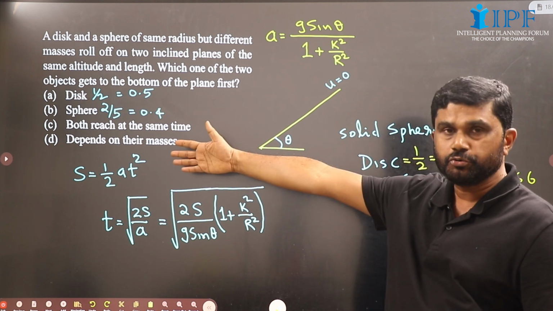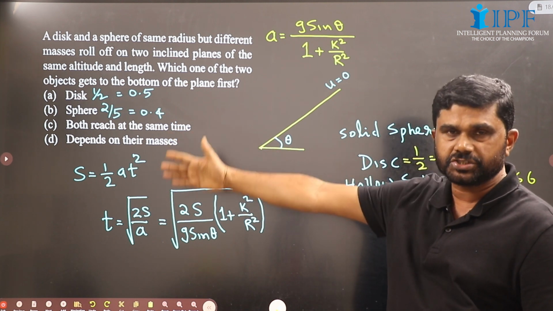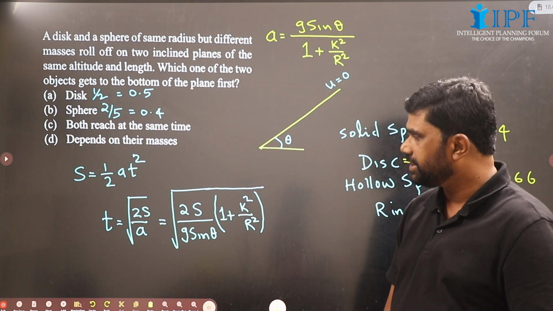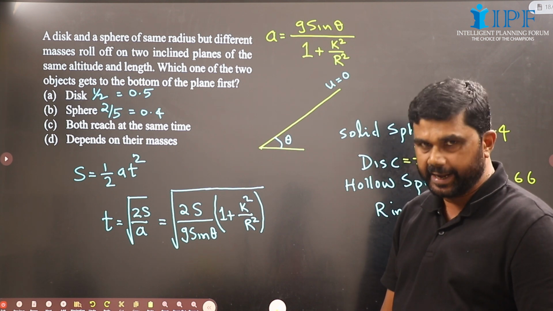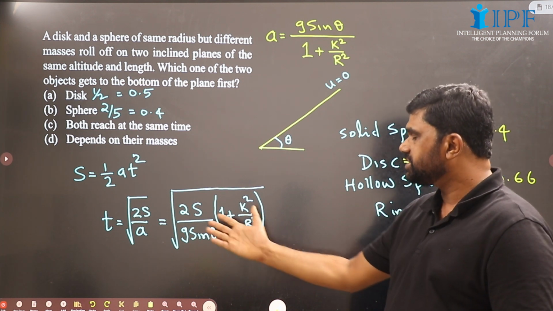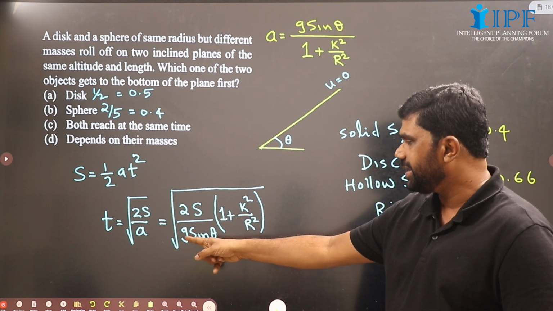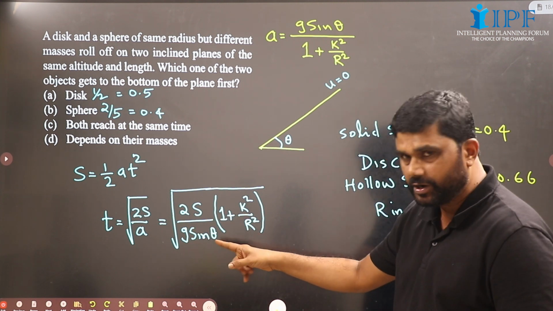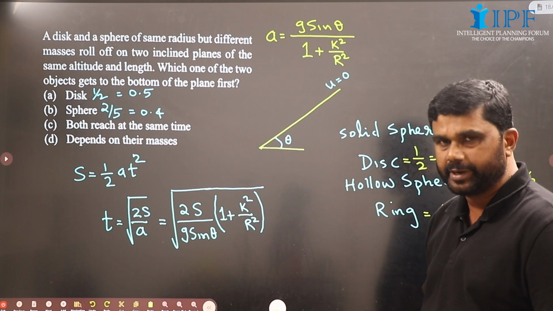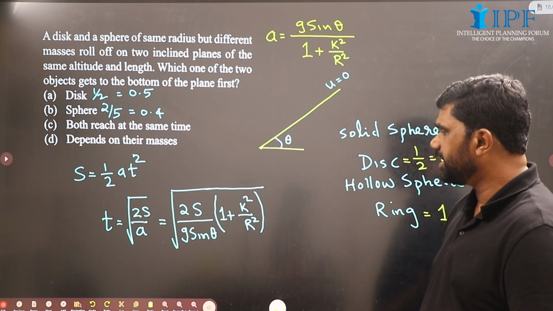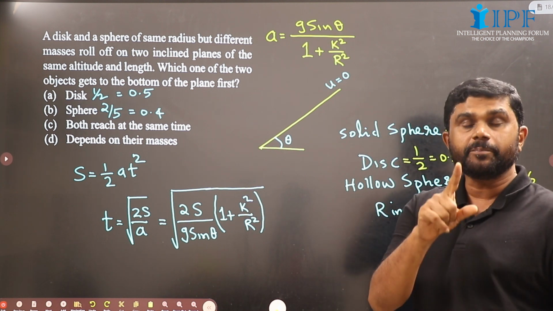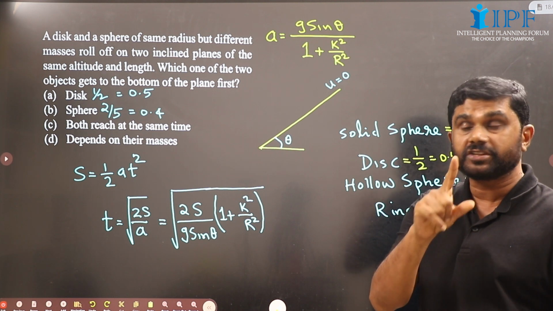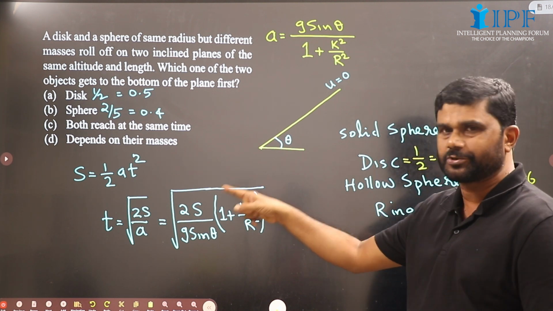So S equals ut plus half a t square, with u equal to 0, so S equals half a t square, and t will be under root 2s over a. Here 2s divided by a will be g sin theta by 1 plus k square by r square, which comes to the denominator. So the time will be minimum in case of a body with minimum k square by r square.